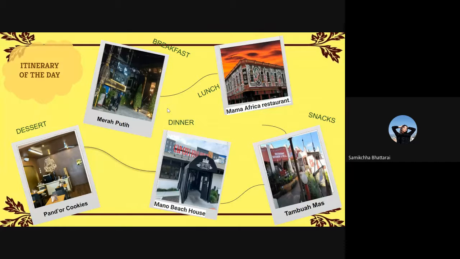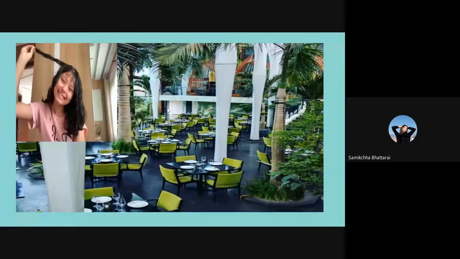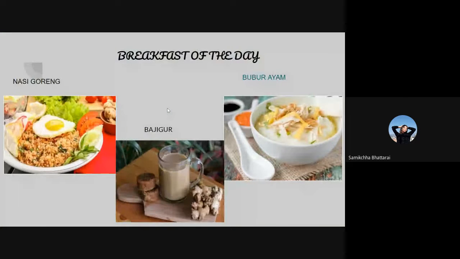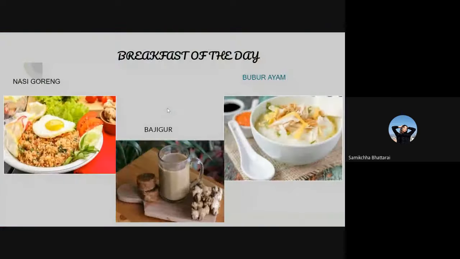We reached Mira Putai at 8 a.m. And after that, we were just in for the breakfast. On the next slide, as you can see, what we have ordered. This is the picture of the restaurant. And on the next slide, you can see the nasi goreng, bajigur, and bubur ayam.